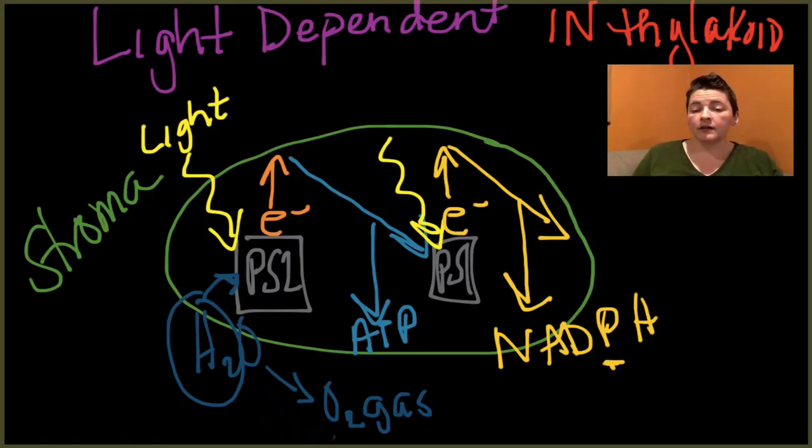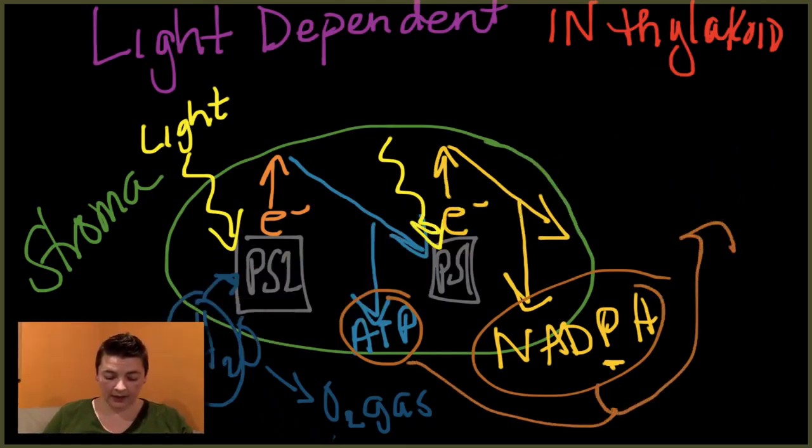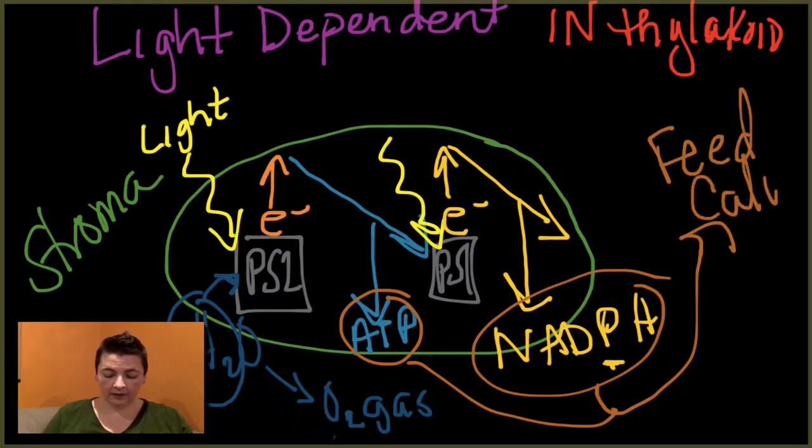NADPH is made with the enzyme NADP reductase. The products here, ATP and NADPH, are important in order to help feed Calvin. Calvin is the next step within photosynthesis. We're going to give Calvin some energy in order to make our energy molecule of sugar. Oxygen gas is a happy byproduct. It's utilized as the final electron acceptor in the electron transport chain.